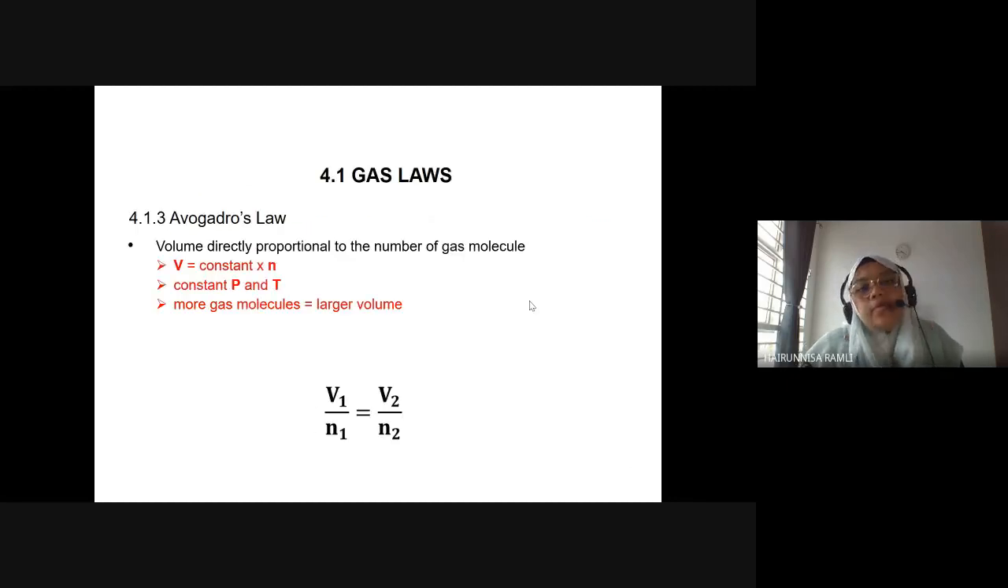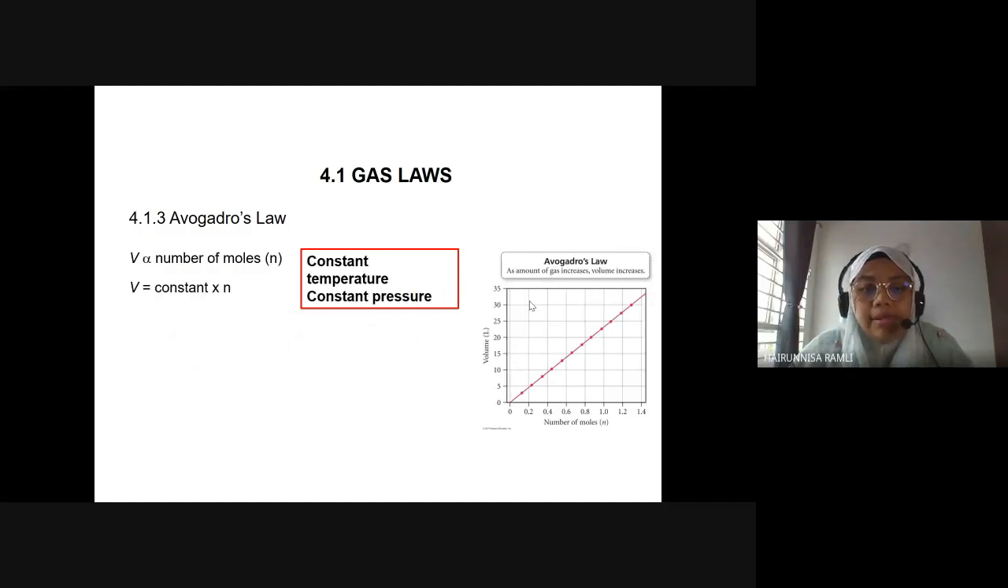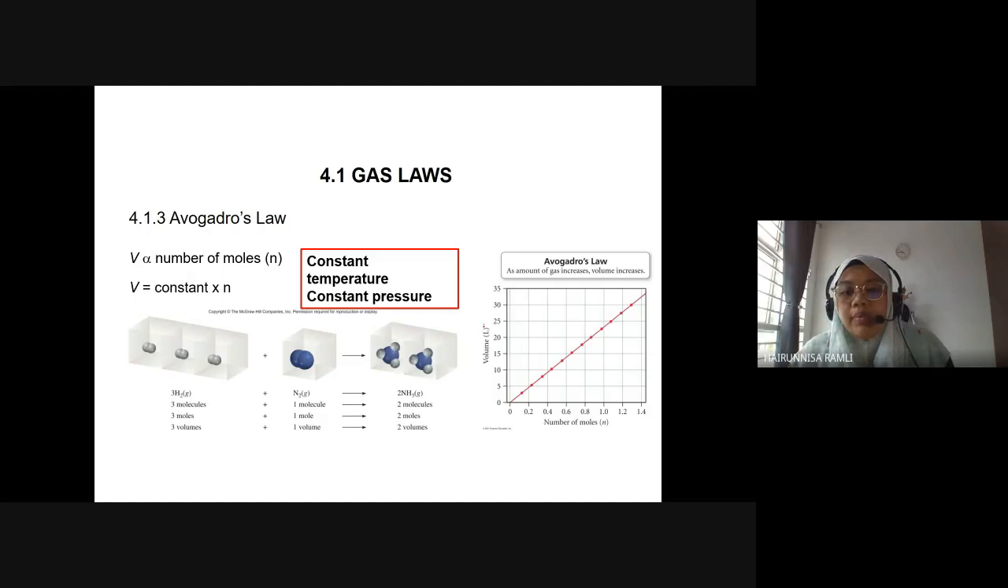Next, we move to Avogadro's law. Avogadro's law is actually a relationship between volume and mole. So also directly proportional. Volume is directly proportional to the number of gas molecules. These gas molecules are actually related to mole, so we calculate using mole. Because it is directly proportional, when you plot the graph of volume versus mole, you will get a straight line. Volume increases, mole also increases. So if you look here, volume increases because mole increases.